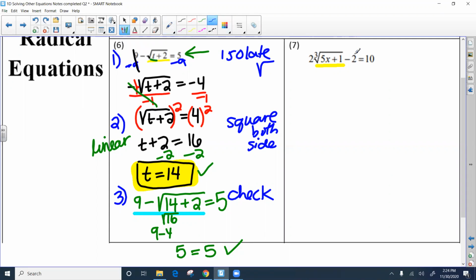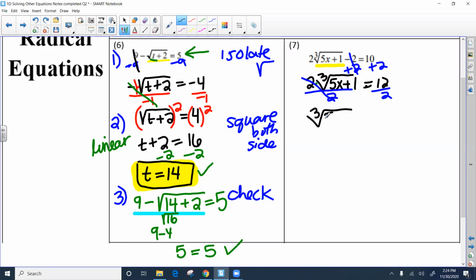I want to get rid of the minus 2 first. So to get rid of the minus 2 right here, I'm going to add 2 to both sides. So I have 2 cube root of 5x plus 1 equals 12. Then I still have to get rid of the 2 in front. So this is multiplied. To get rid of the 2 that's multiplied by this radical, I have to divide by 2. Of course, whatever I do to one side, I do to the other. So those divide out. Now I have cube root of 5x plus 1 equals 6. Okay, so that was all part of step 1: isolate the radical.